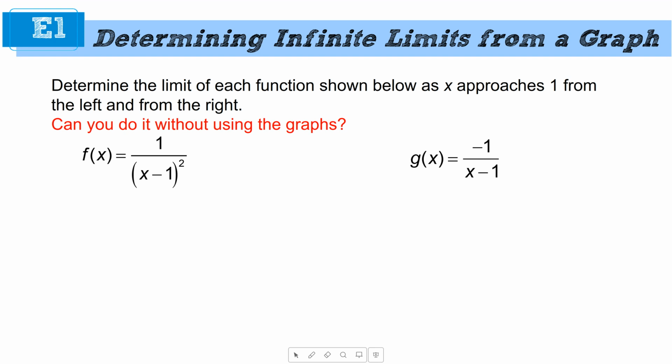What about that one? How is g of x different than f of x? It's not squared. We go through the same process, however. Where's the asymptote? 1. Go to the right of that asymptote, 1.1. Let me ask my question more specifically. If I put 1.1 in for x, what happens to the denominator? Positive or negative? Therefore, g of x is negative because there's a negative on top.